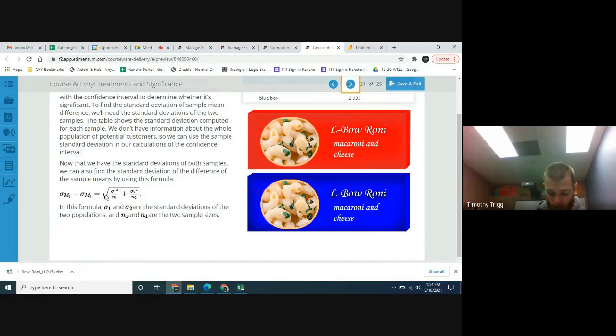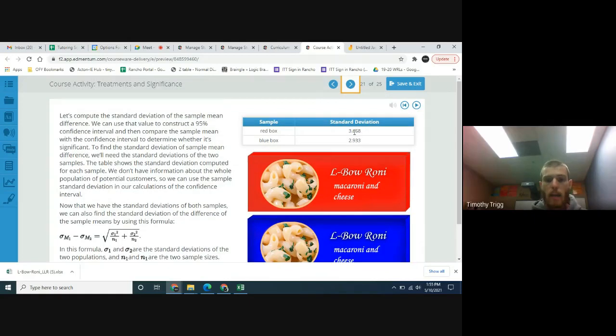So, sigma sub 1 squared divided by n sub 1 plus sigma sub 2 squared divided by n sub 2. The n's, by the way, are the sample sizes of the two groups. And the sigmas are the standard deviations, right? We talked about sigma being standard deviation before.